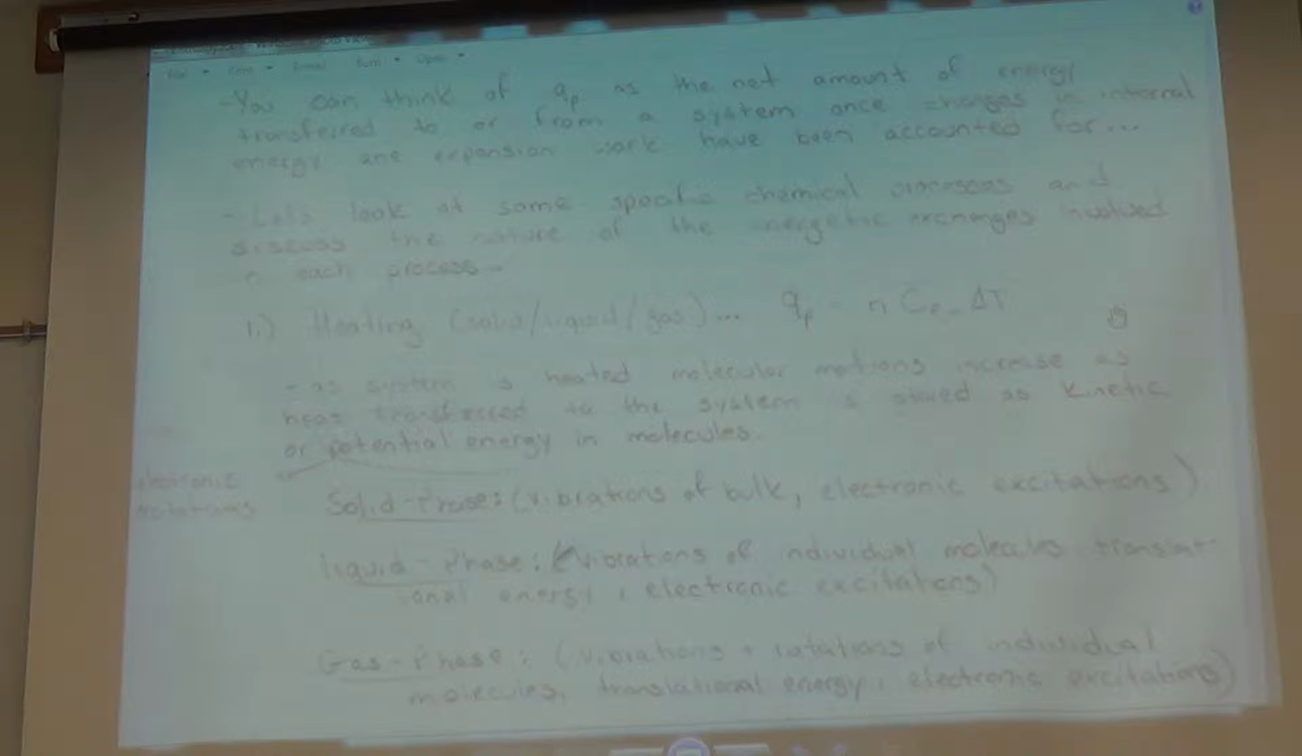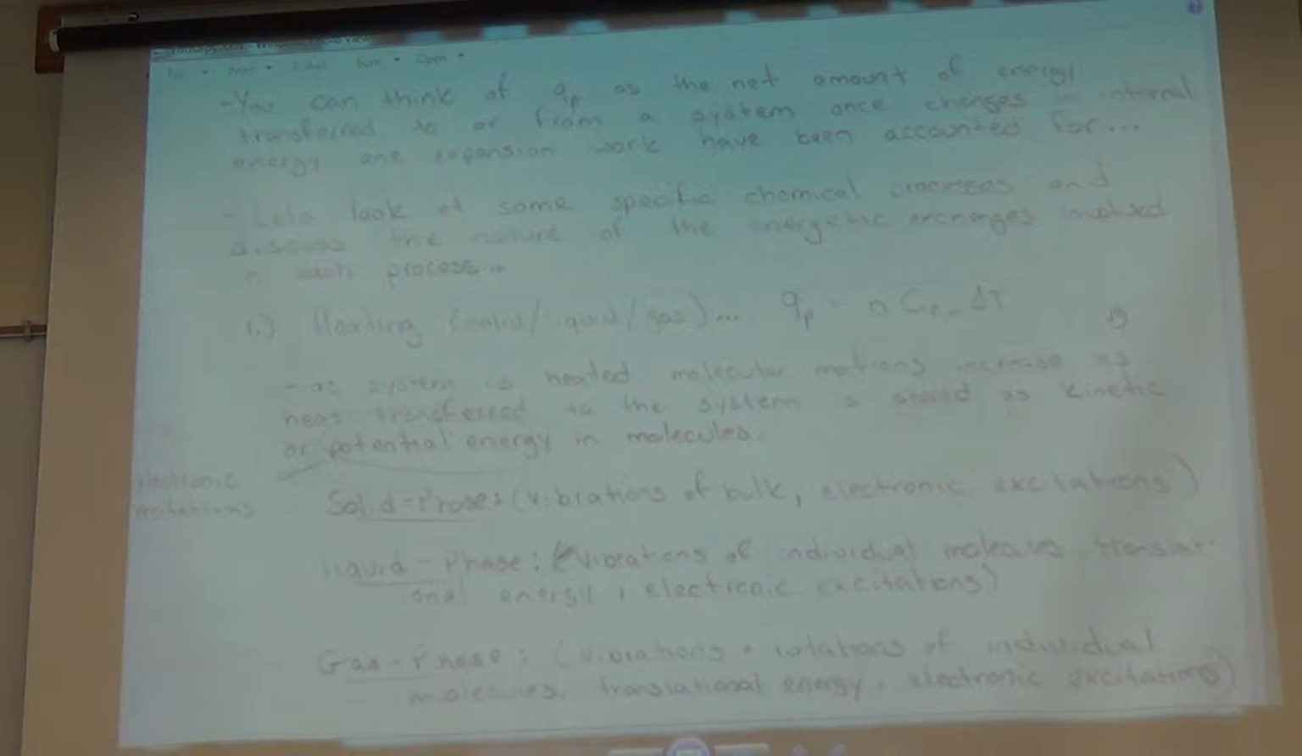Liquid phase, you still have the vibrations. The bulk vibrations of the solid turn into bulk vibrations of the liquid, but you also end up with individual vibrations of individual molecules. You end up with electronic excitations. We talked about rotations. Rotations aren't as important in a liquid or solid phase because the molecules are locked into position by their frictional forces or their intermolecular forces. But you do have the vibrations of the individual molecules. And again, if you heat it high enough, you can get electronic excitations in a liquid.